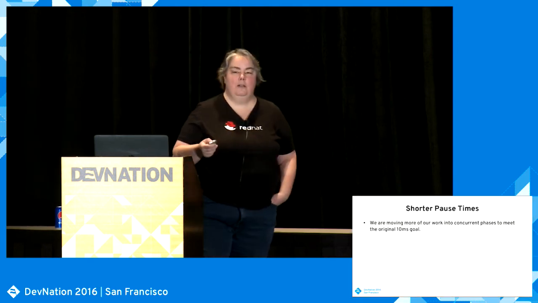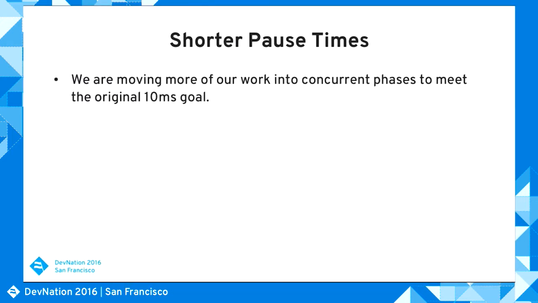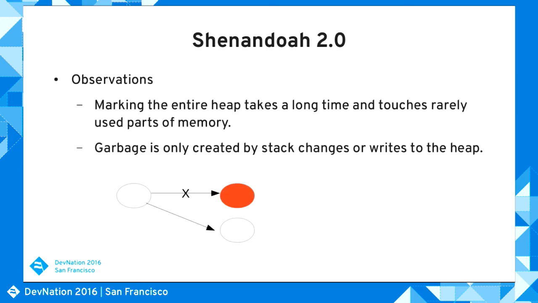So as I said, we're trying to shorten those pause times. There's stuff that we can move out. We can do weak reference processing less frequently. That's part of those pause times that were ugly. We can do some root scanning before we pause the threads, and we're working on that now. So shorter pause times are in our immediate horizon. But what about Shenandoah 2.0? What comes next? What can we do to make this even better?